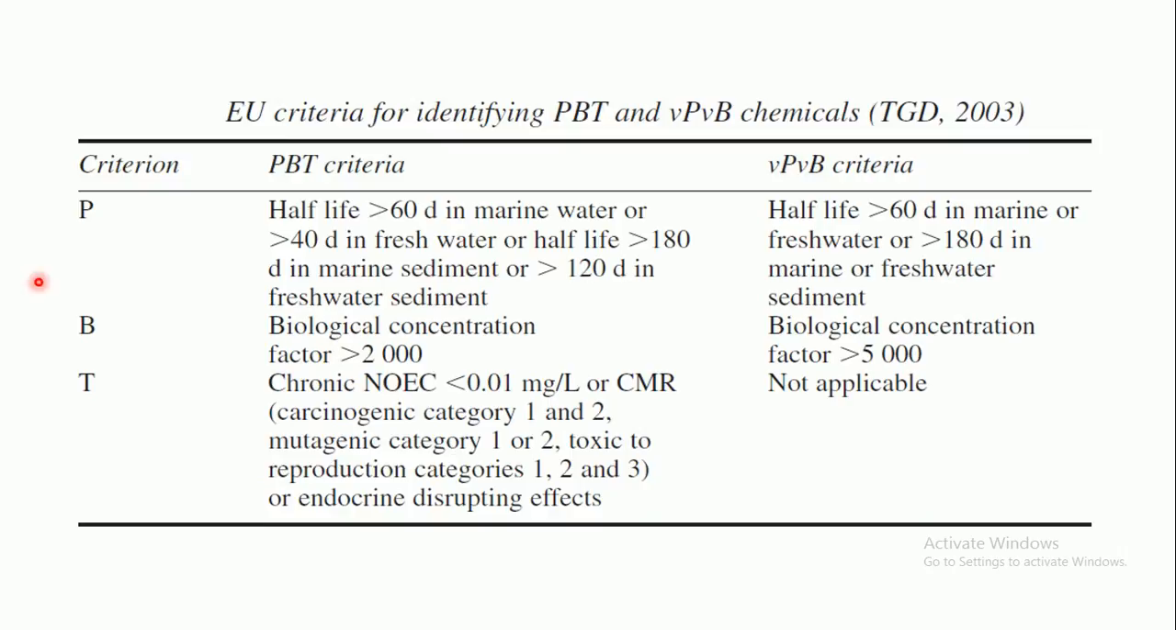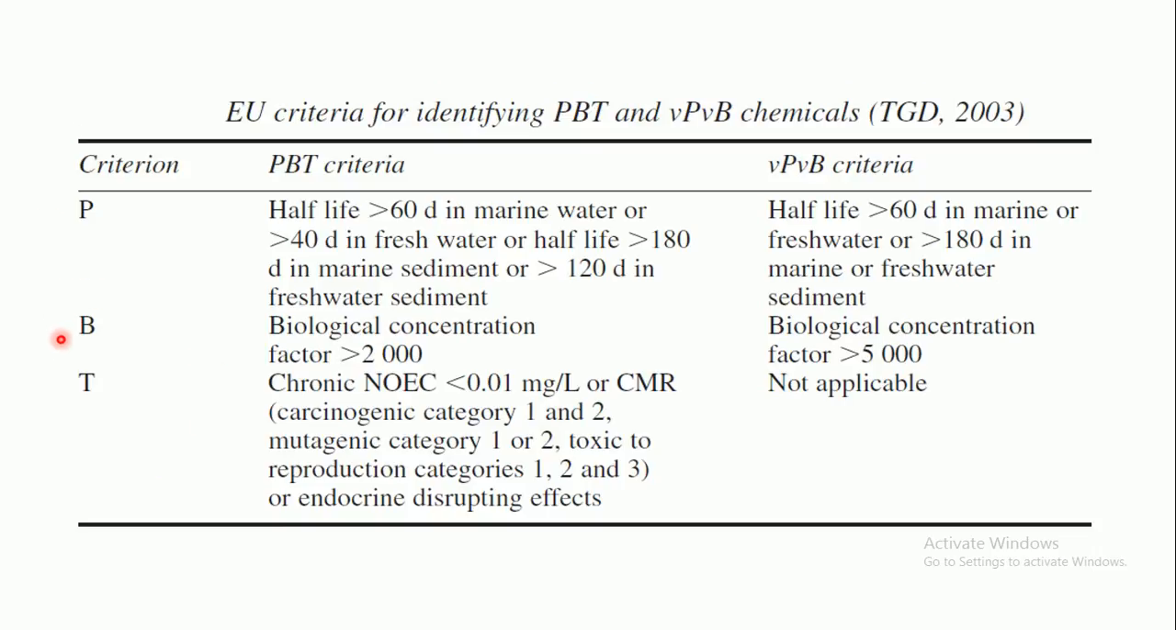So you categorize this chemical as belonging to the P criteria when the half-life of this chemical is more than 60 days in marine water, or more than 40 days in fresh water, or the half-life is more than 180 days in marine sediment, or more than 120 days in freshwater sediment. Then you can categorize this chemical under the persistent criteria.